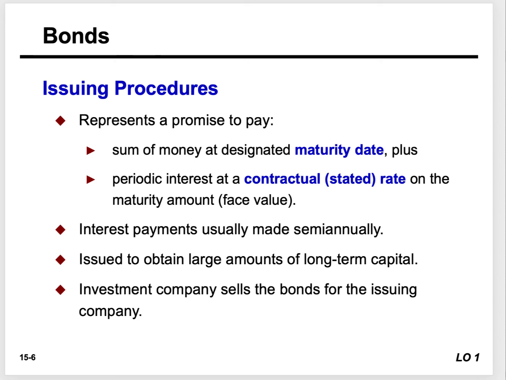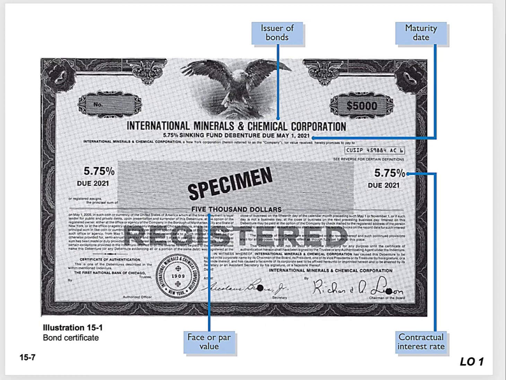Now, keep in mind that the investment company, right, is the one that sells the bonds for the issuing company. So what that means is if I am issuing a bond, the corporation really doesn't issue it itself. That's not their business, right? Their business is making widgets. They go to an investment company. That investment company then facilitates the selling of the bonds, okay?